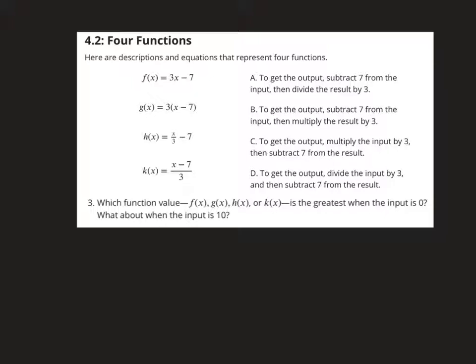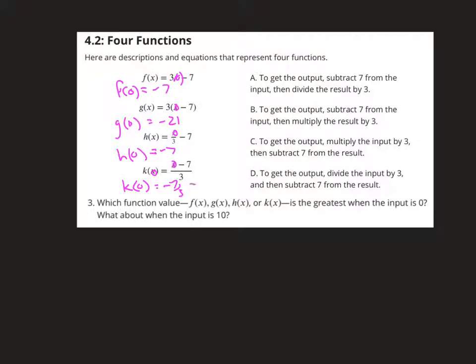So very quickly, f of 0 is going to be 3 times 0, which is 0, minus 7 is -7. G of 0 is going to be 0 minus 7, which is -7, times 3 is -21. H of 0 is going to be 0 divided by 3, which is 0, minus 7 is -7. Oh, we've had that twice now. And then K of 0, I should say, is going to be 0 minus -7, which is -7, over 3 is -7/3.